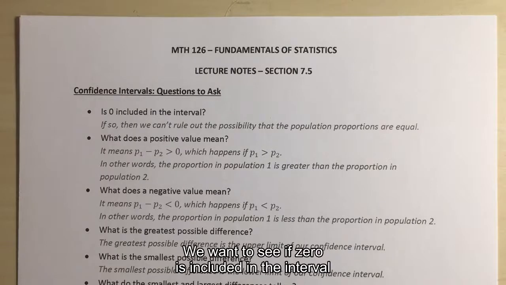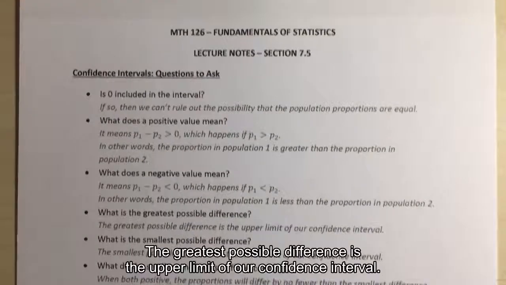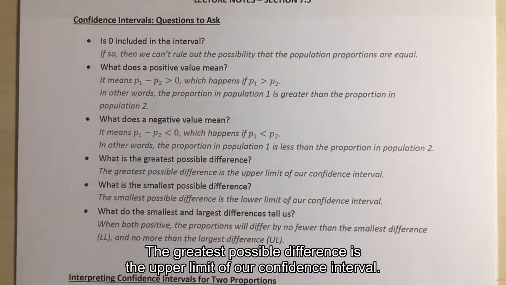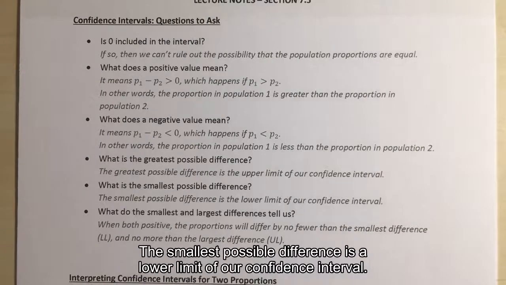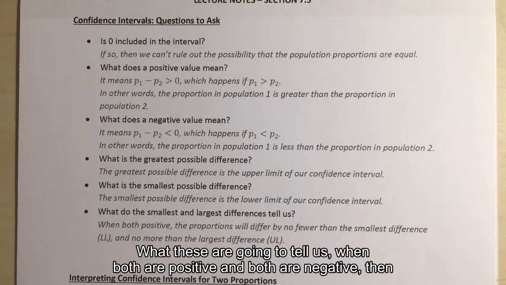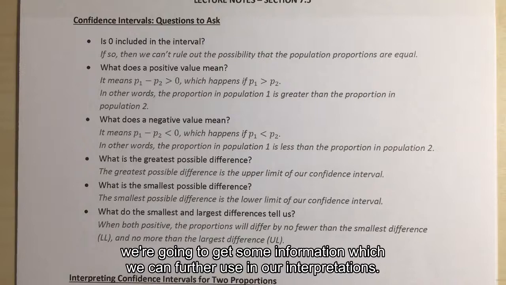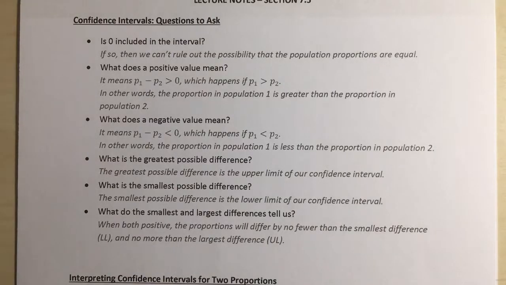So we want to see if 0 is included in the interval, and we also want to pay attention to signs. The greatest possible difference is the upper limit of our confidence interval. The smallest possible difference is the lower limit of our confidence interval. And what these are going to tell us, when both are positive and when both are negative, is some information which we can further use in our interpretations.